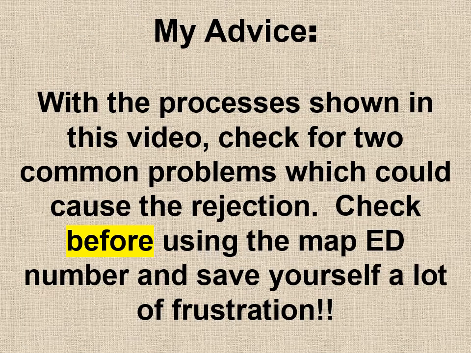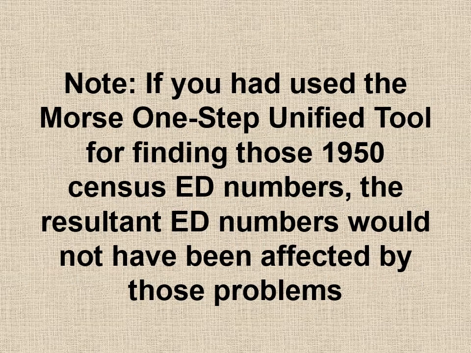Well, my advice is, with the processes shown in this video, check for two common problems which could cause that rejection. Check before using the map ED number and save yourself a lot of frustration. So just a comment that if you had used the Morse one-step unified tool for finding those 1950 census ED numbers, the resultant ED numbers would not have been affected by the problems I'm going to discuss.